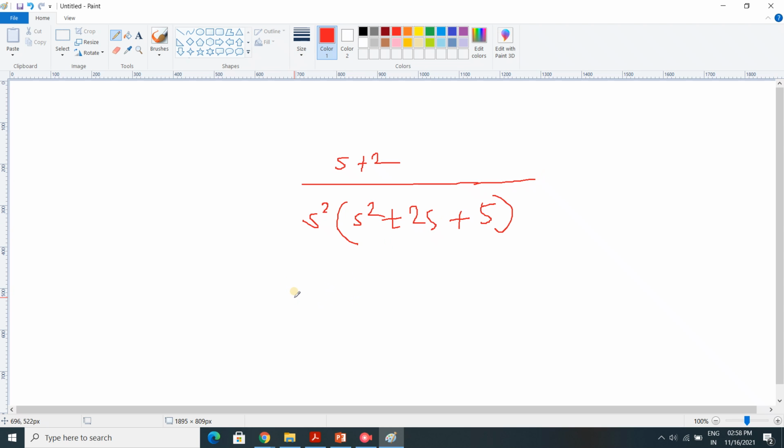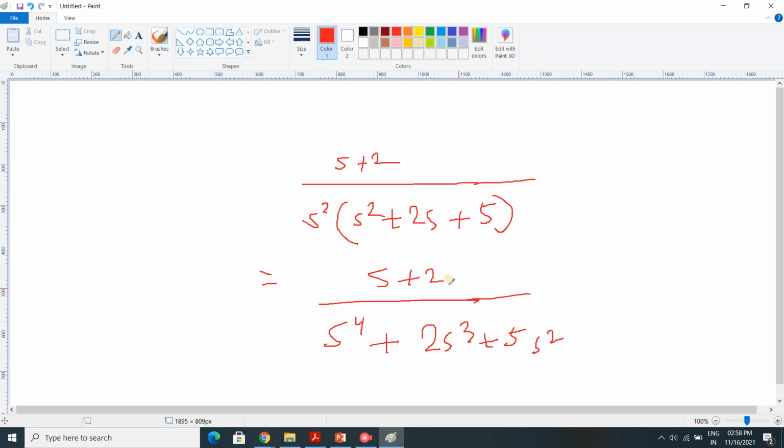So what is the order of the system? Anyone, if you can remember? So 4. 4 is the order, because 4 is the maximum exponent, because if you multiply this then you will get s plus 2 by s to the power 4 plus 2s cube plus 5s square. So the order is 4.